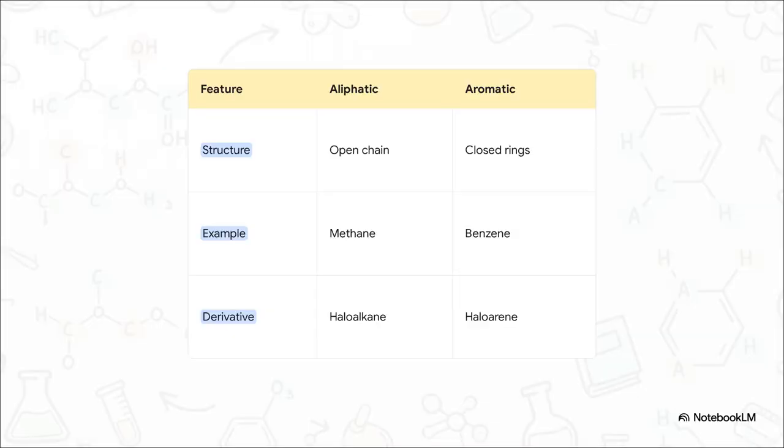Now, what's really interesting here is how visually simple the origin of these compounds actually is. Let's look at these two categories side by side. First, you have aliphatic hydrocarbons. These are your open chains, so think straight lines or little branches. Swap a hydrogen for a halogen there and you get a haloalkane. Simple, right? Now, on the other hand, we have aromatic hydrocarbons. These are your closed rings, most famously the benzene ring. Swap a hydrogen out of that ring for a halogen and you get a haloarene. It is literally that straightforward.